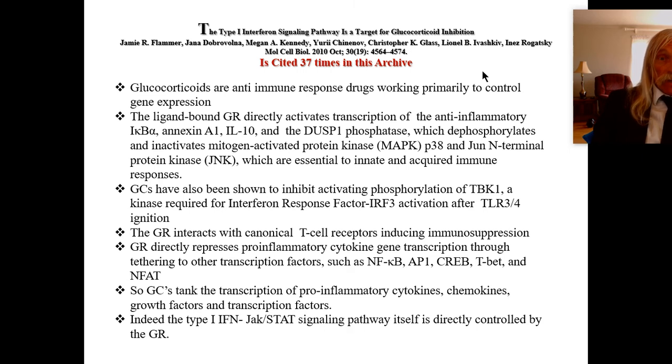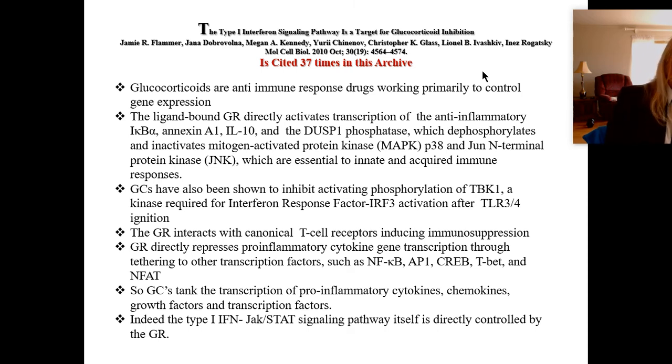Glucocorticoids have also been shown to inhibit activating phosphorylation of a protein called TBK1. K always stands for kinase, a kinase required for interferon response factor 3 activation after TLR3, toll-like receptor 3, stimulation. The GR, that is the glucocorticoid receptor, interacts with canonical T cell receptors. Now you're talking about the acquired immune response coming in, all from glucocorticoid.